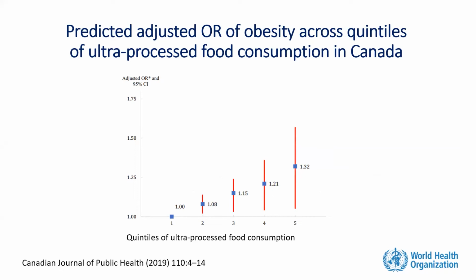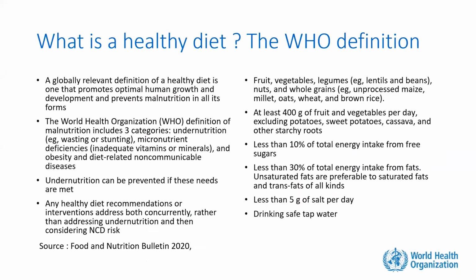So there is a predicted adjusted odds ratio of obesity across quintiles of ultra-processed food consumption that really increases. You have about a 30% increase rate of obesity in groups of the population that consume a higher proportion of ultra-processed food. So ultra-processed foods are now being looked at with increased interest, really as an additional component on its own of risk for non-communicable diseases.